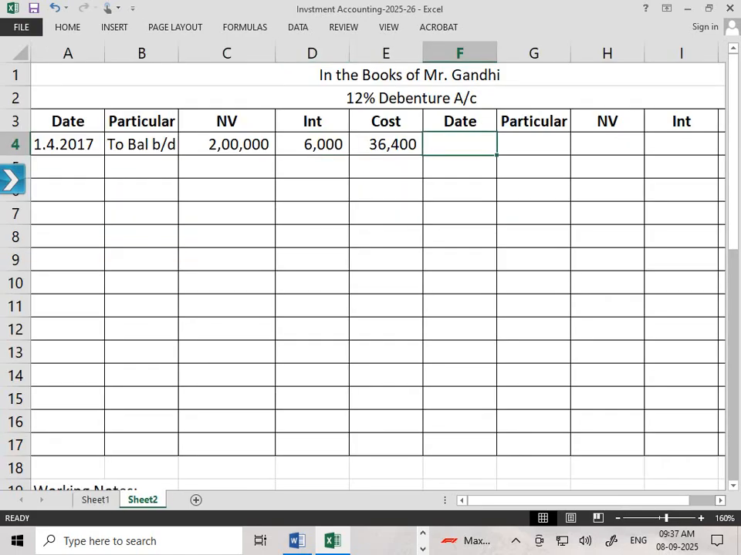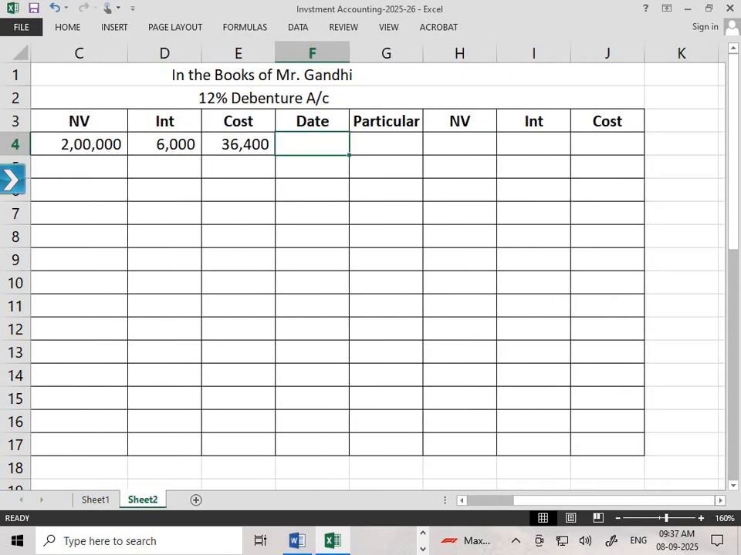Sales you always record on the credit side. 1st April 2017, by bank, by bank account.